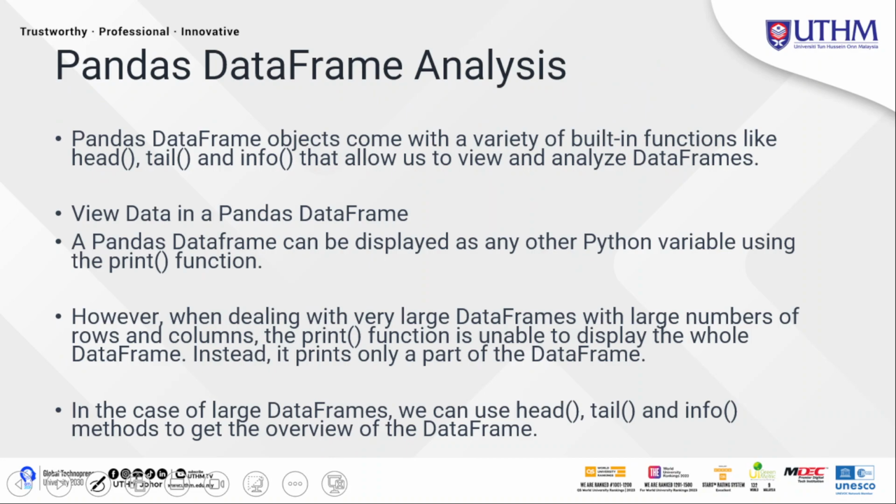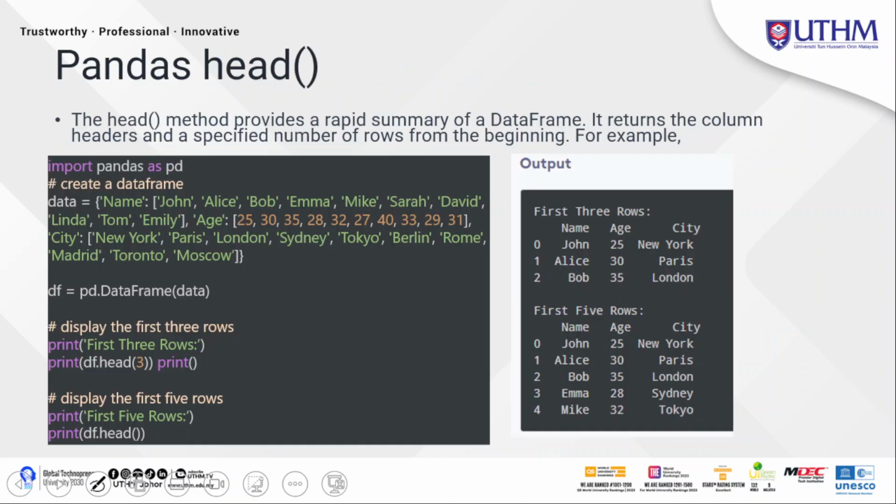Next, data frame analysis. Okay, this is one of the quite important and significant parts in Pandas, where, as I mentioned earlier, the data frame is very important for data analysis, right? So in order to explore your data set, for example, your CSV file, text file, or JSON file, we have to use some built-in functions called the head method, tail method, and info method. So this will give you some insights about the data set that you're using. Okay, let's go with an example. What is head? Head provides a rapid summary of the data frame and returns the column headers and a specified number of rows from the beginning.